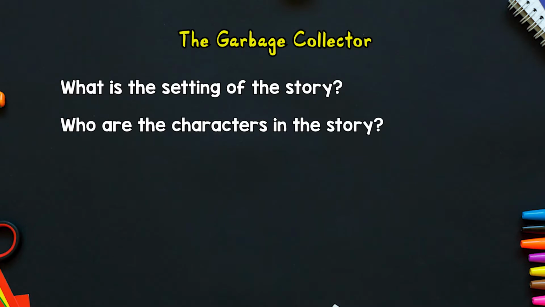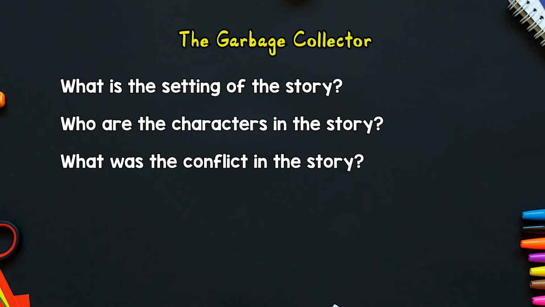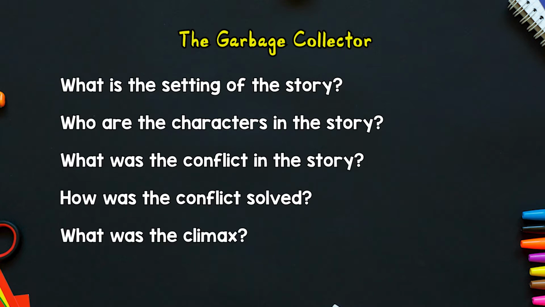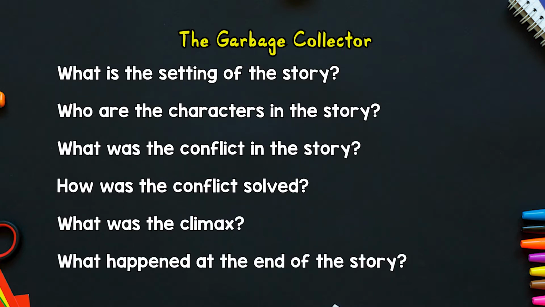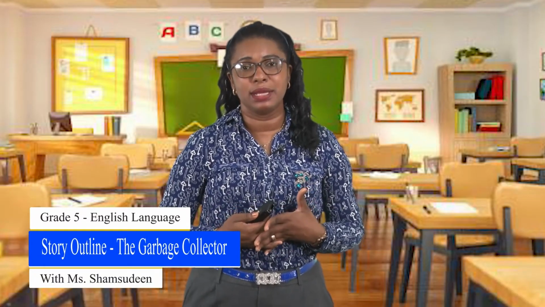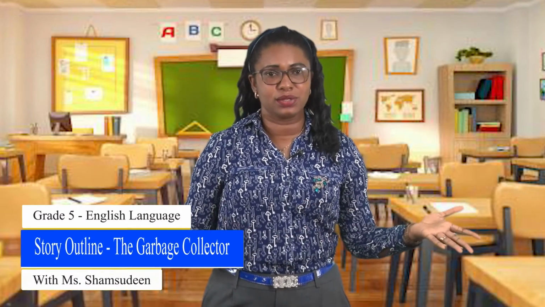What about the characters of the story? Who were the characters or who are the characters in the story? What was the conflict in the story? Think about how was the conflict solved? What was the climax? And what happened at the end of the story? Remember, by answering these questions, we are going to be able to address each element of the story and at the same time outline the story. Now let's answer those questions.